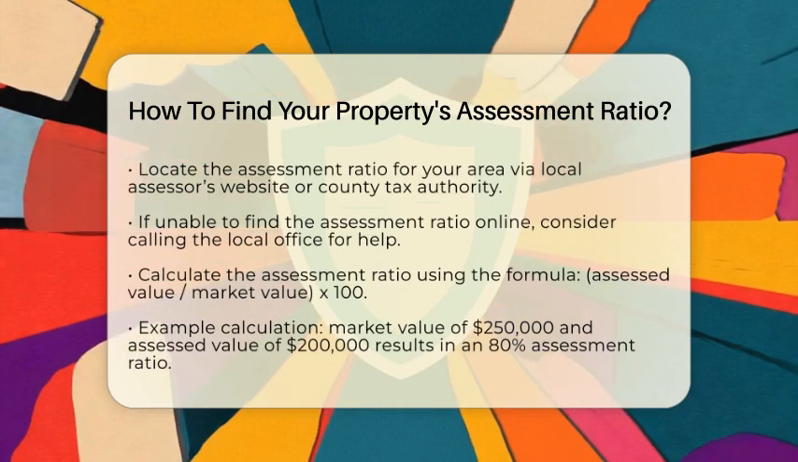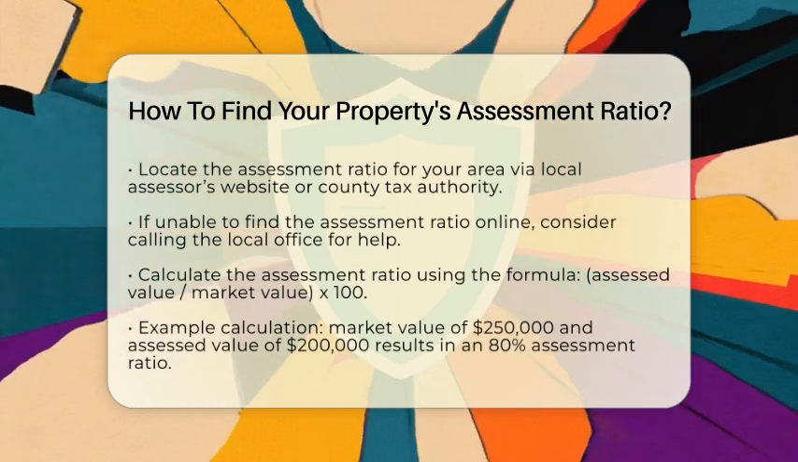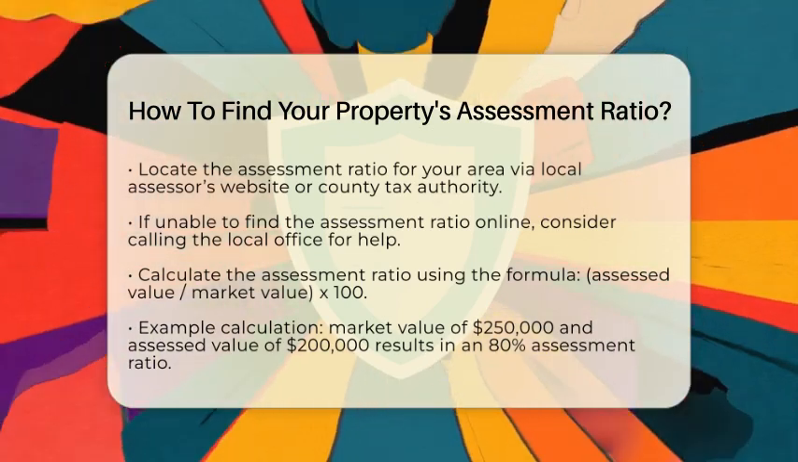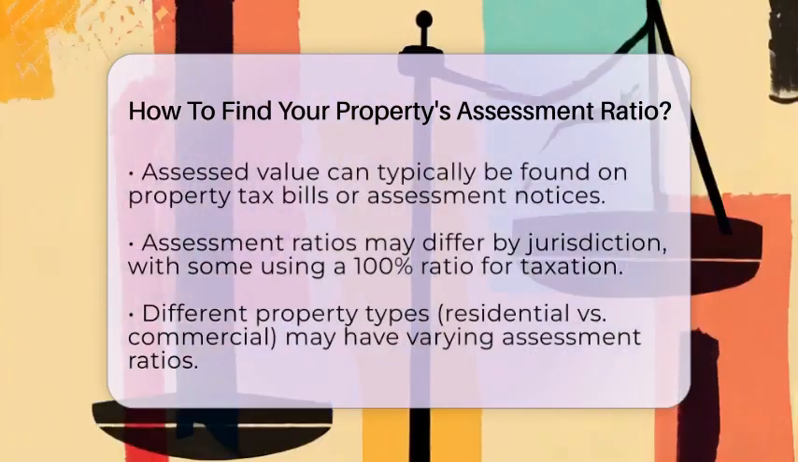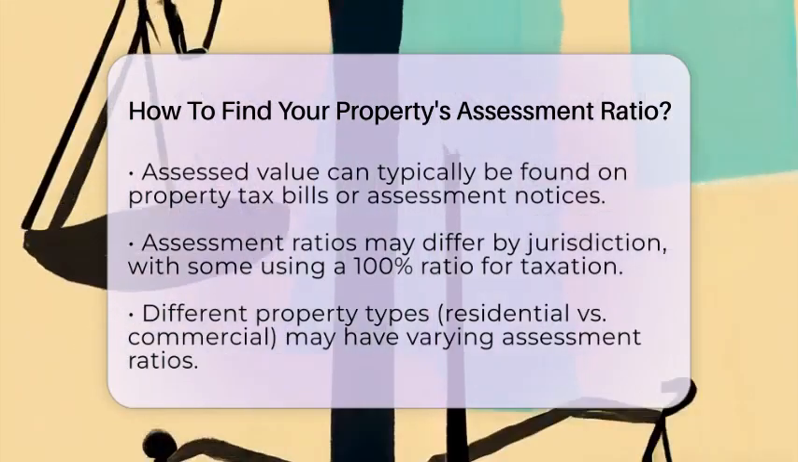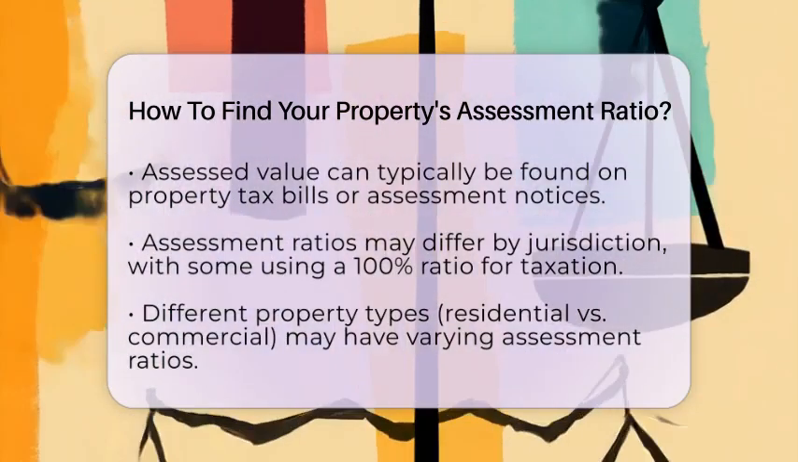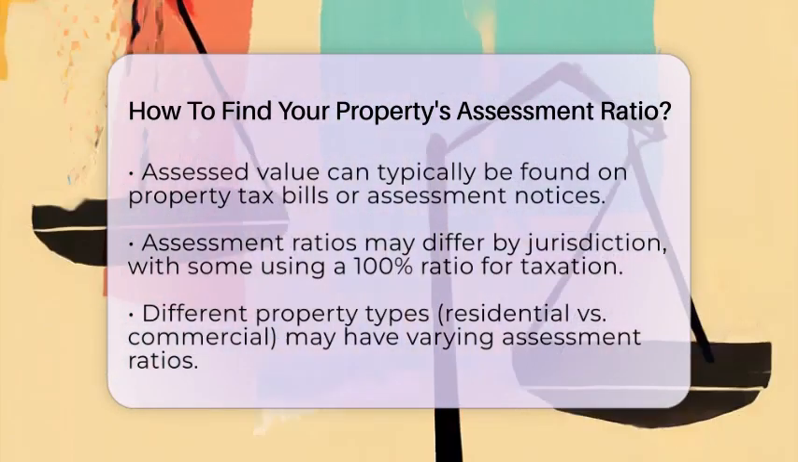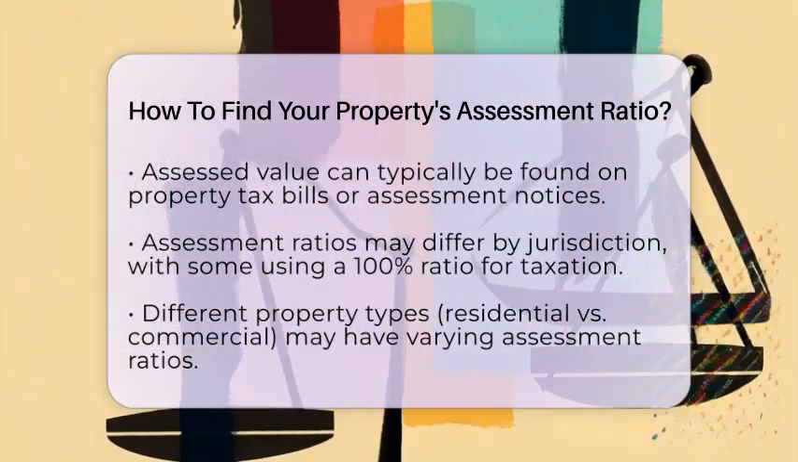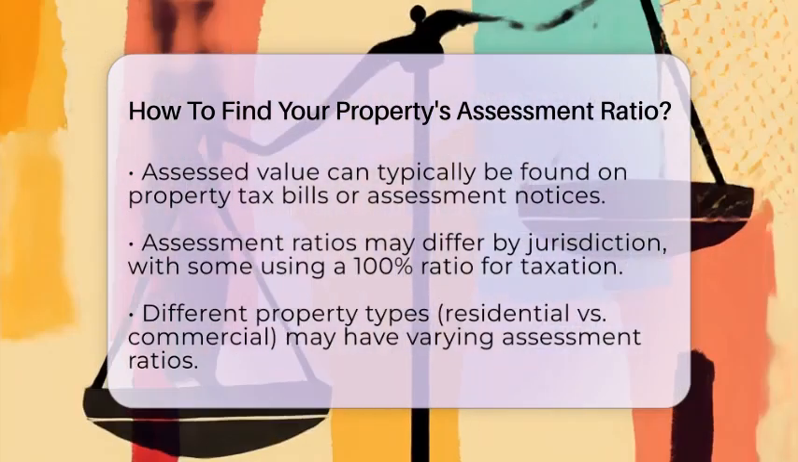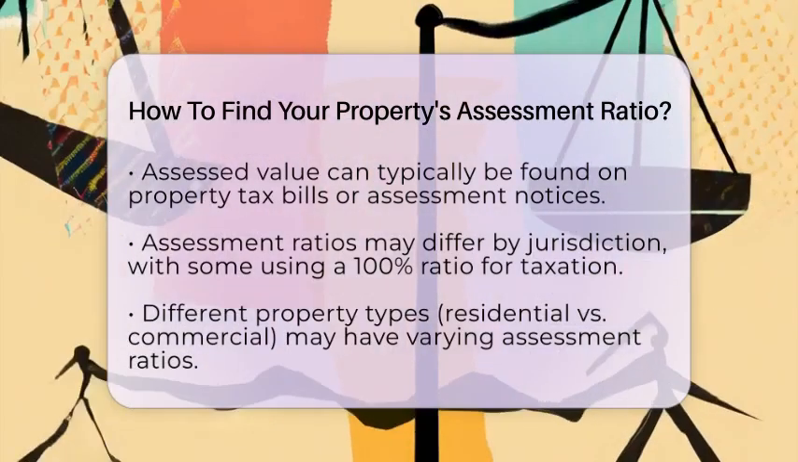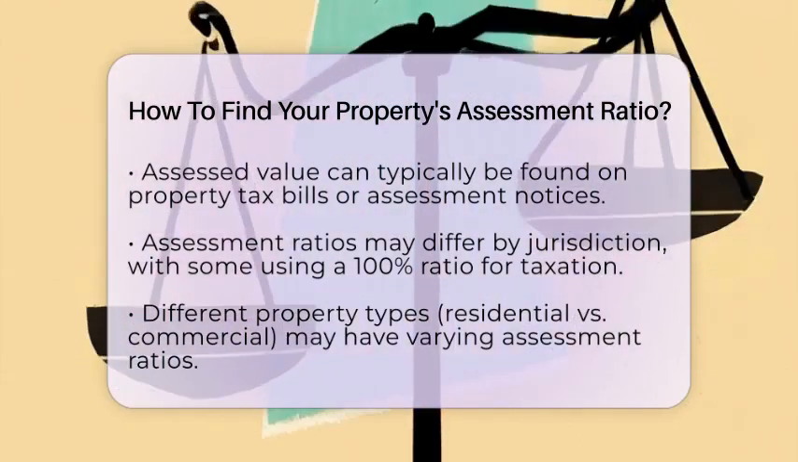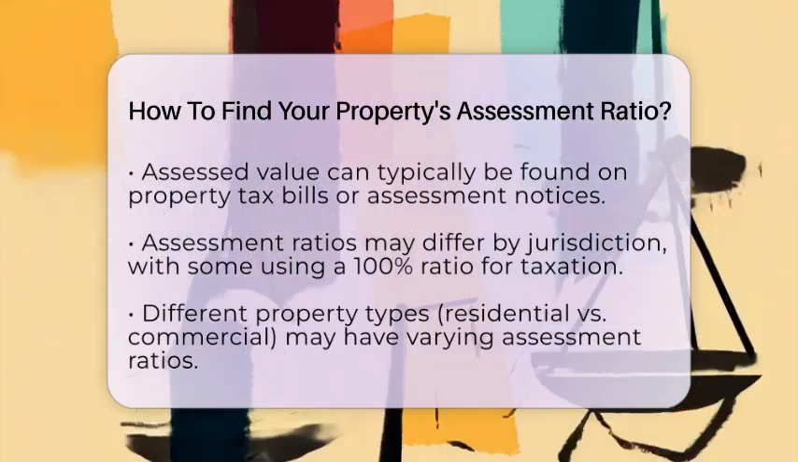If the assessment ratio is not listed, you can still calculate it using the values you have gathered. It's important to note that assessment ratios can differ by jurisdiction. Some areas may use a 100% ratio, meaning the full market value is taxed, while others may use lower percentages. Additionally, different property types, such as residential or commercial, may have distinct assessment ratios.